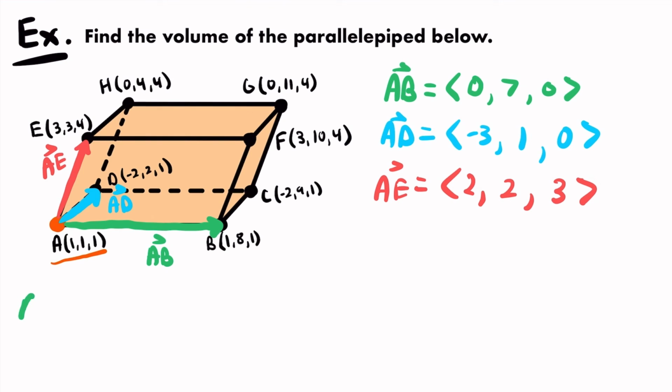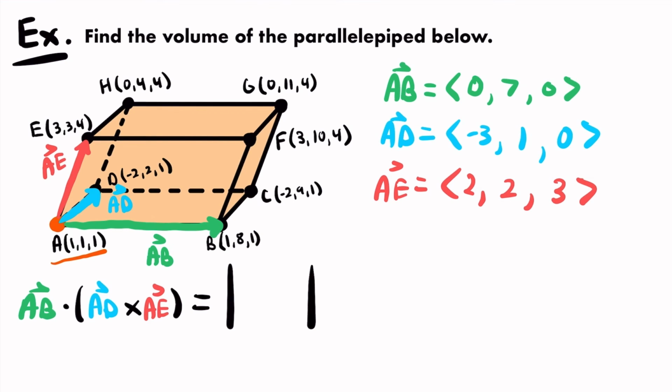We're going to have vector AB dot the cross product of vector AD and vector AE, and we're going to set up our 3x3 matrix that we will use to calculate the determinant, where vector AB's components will be in the first row, vector AD's components will be in the second row, and vector AE's components will be in the third row. So I'm just going to translate these components right into this matrix right here. Okay, so we'll have 0, 7, 0, and then negative 3, 1, 0, and then 2, 2, 3.